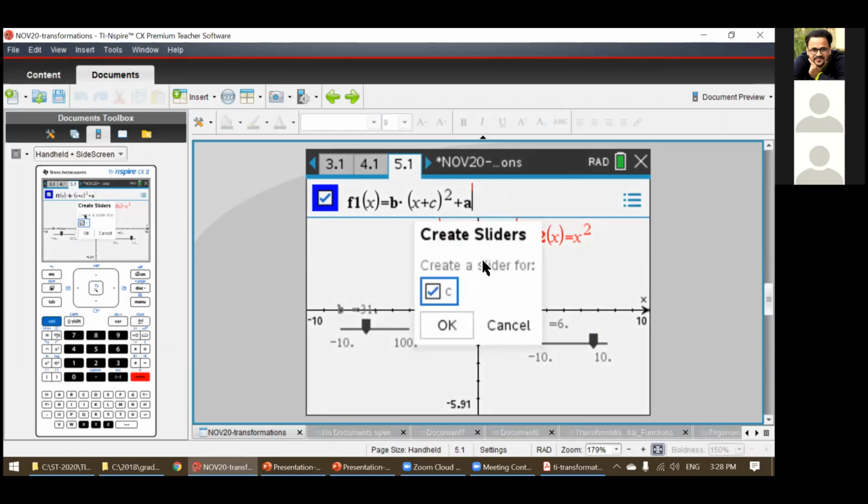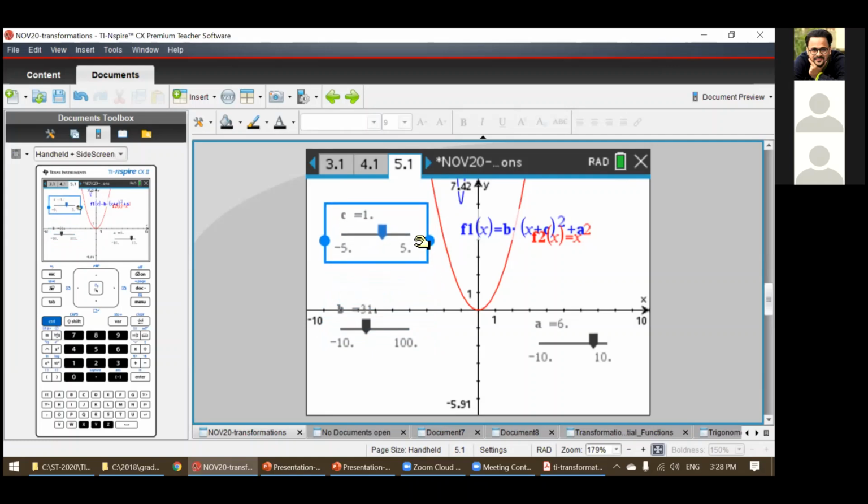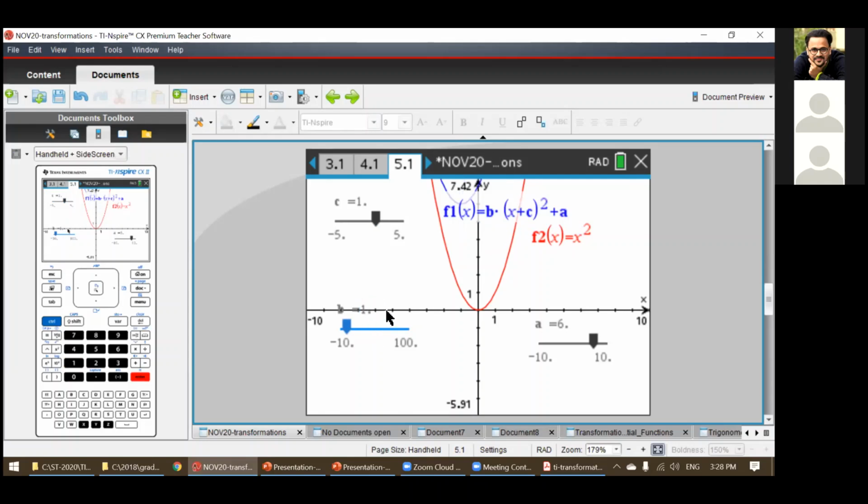It's asking if you want to create a slider, so go ahead and say okay. Now you can see that there's an overlap. No worries, just pick it up and place it here. You can see that C is 1. I'll hit enter and escape, and then over here, go ahead and set B as 1, and I'd also put A as 0.